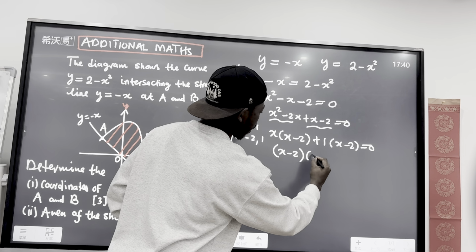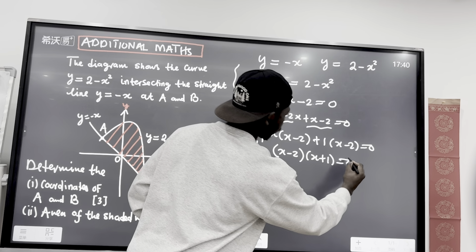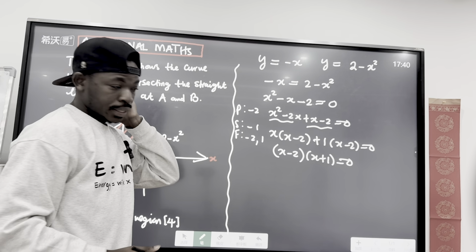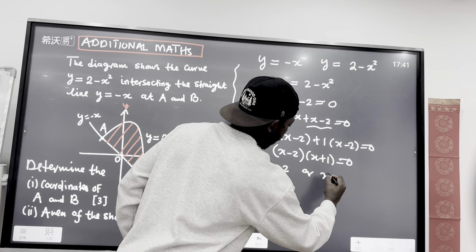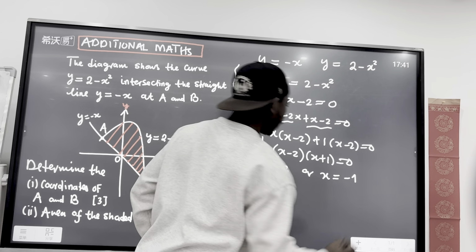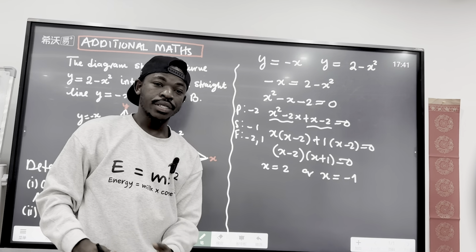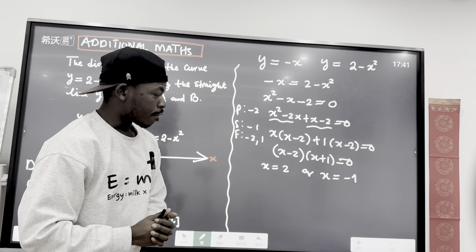Then here I'll be left with x plus 1 equal to 0. So when we solve for x here, you can see that x is equal to 2 or x is equal to negative 1. Okay, you set each piece equal to 0, then you find x.